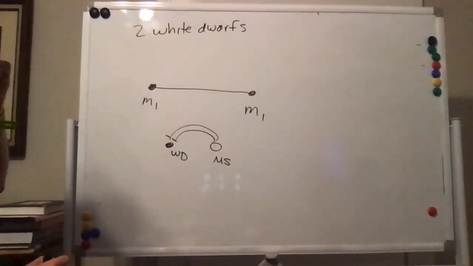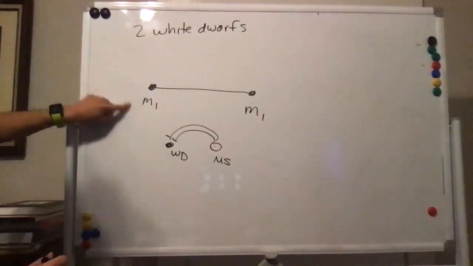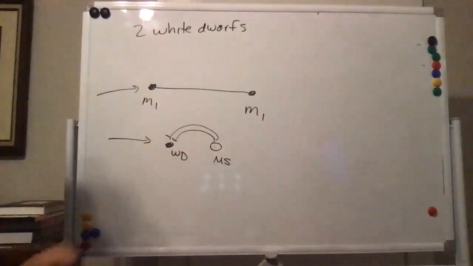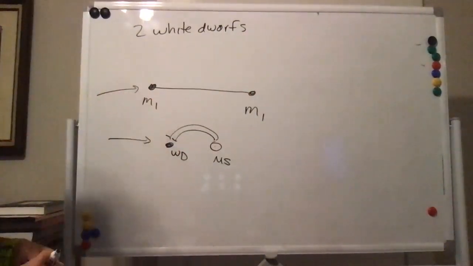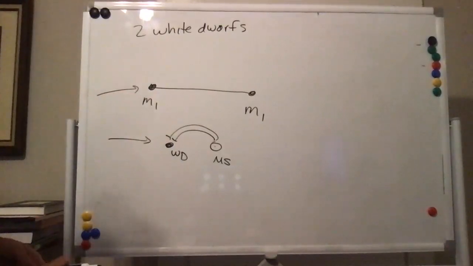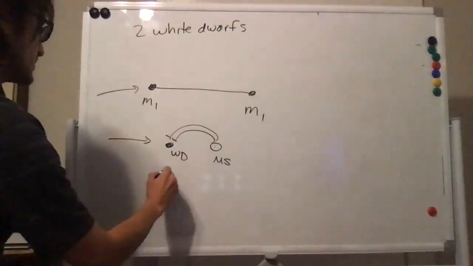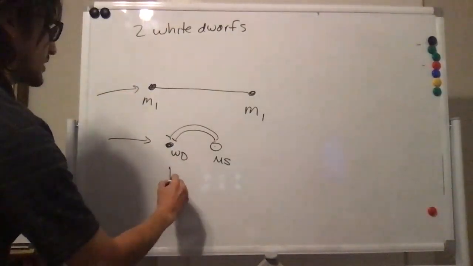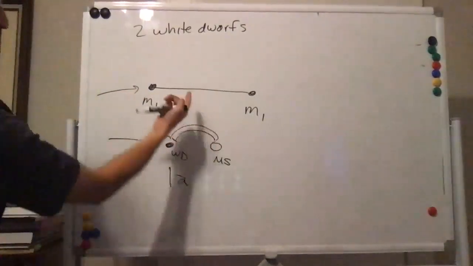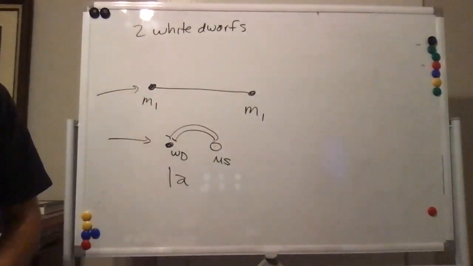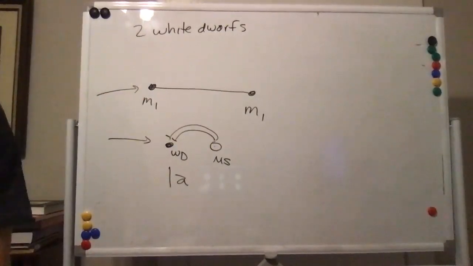So actually there's no way to distinguish between these two because we cannot get close enough to see them. So this is likely why we get the type 1a supernovas, but this is another mechanism that could cause them, and we don't know.